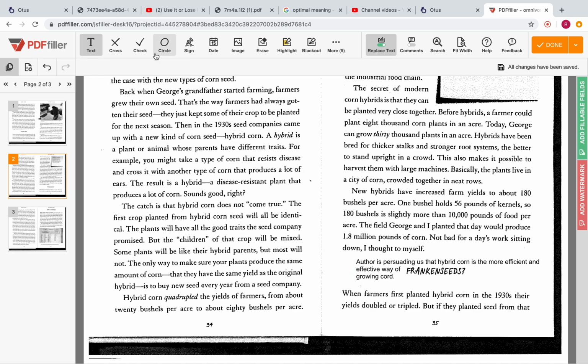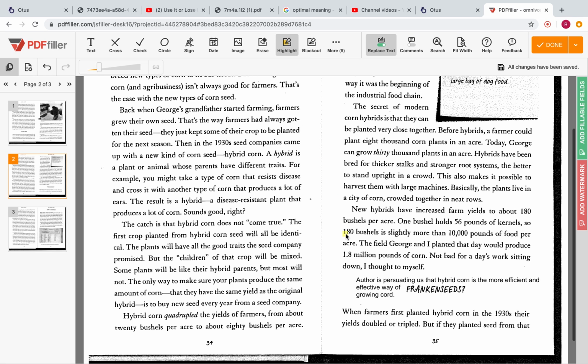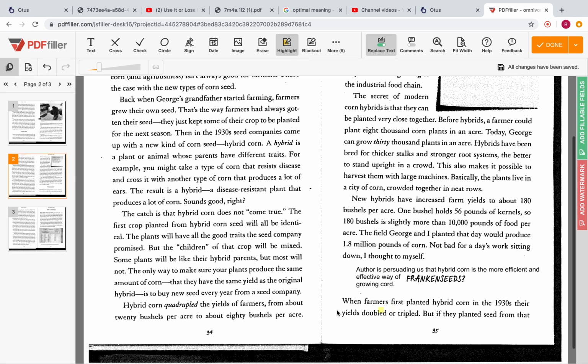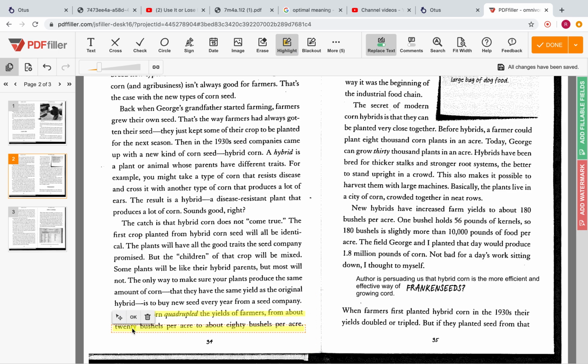Now, let's look back at some evidence that helps us determine that that was the author's purpose. We can highlight this very first sentence. Hybrid corn quadrupled the yields of farmers from about 20 bushels per acre to about 80 bushels per acre. That is one good piece of evidence right here, because usually when you see an author do a compare and contrast to make you think that one thing is better than the other, that's how you know that the author's persuading us, right?